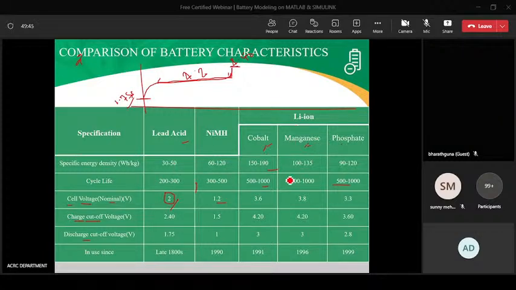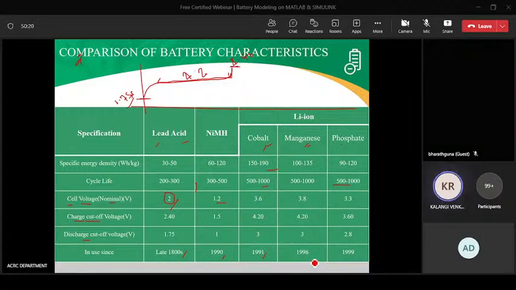We can even make this curve for the lithium ion batteries of cobalt, manganese and phosphate. Here is also the timeline: the lead acid battery was in use since the late 1800s, the nickel metal hydride battery came into use in the 1990s, and the cobalt, manganese and phosphate batteries came in 1991 and 1996.